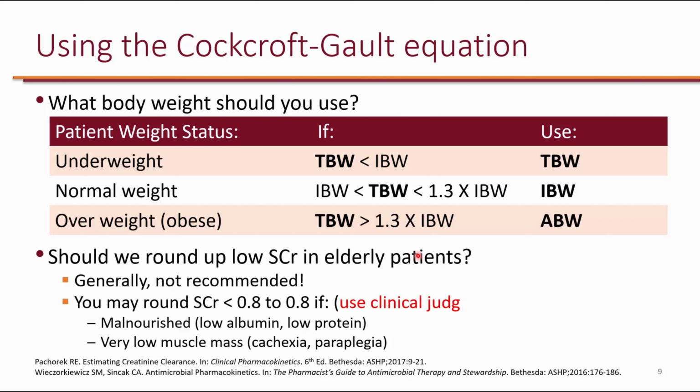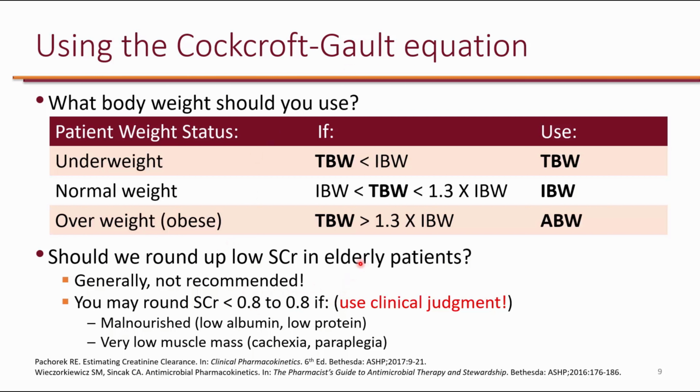And of course, there are clinicians who round serum creatinine of less than 1 to 1 in elderly. A common thing that's out there is if a patient is 60 years old or older and serum creatinine is less than 1, I have seen clinicians round it to 1 just because elderly have less muscle. Because of less muscle, that serum creatinine might artificially be low. Now, in the literature, this is generally not recommended because you tend to underestimate creatinine clearance. So it is not recommended to round serum creatinine in elderly.